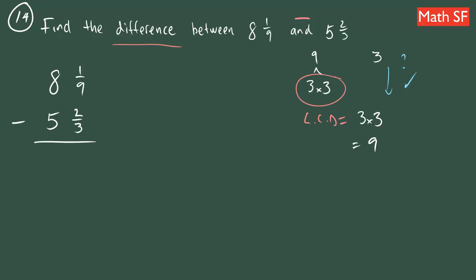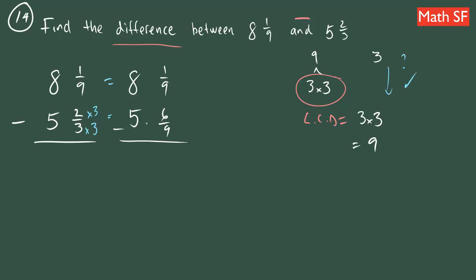So since my LCD is 9, I gotta make sure that each of them is a 9. Like this is already a 9, but this is not a 9. So since this is already a 9, I'm just gonna copy again 8 and 1/9. However, this part here is not, so I gotta multiply times 3 top and bottom, and I will obtain 5 and 6 over 9. So let's do this again. 5 and 6 over 9.